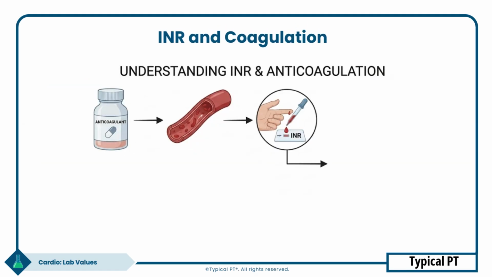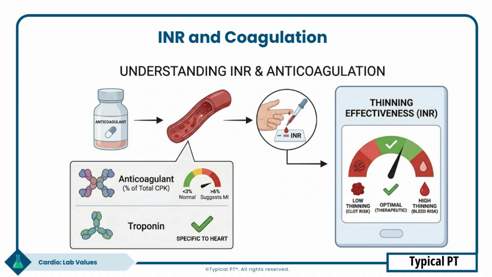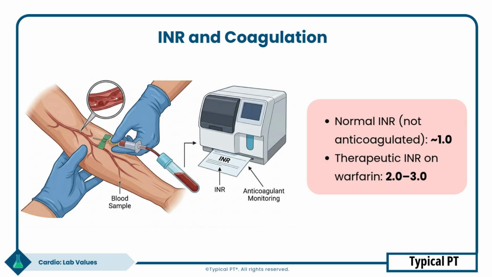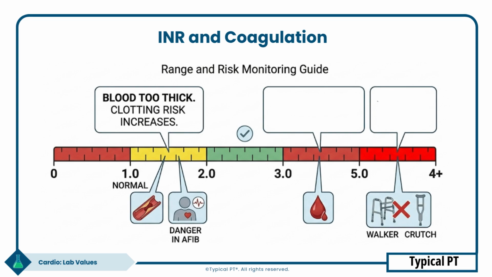Now that we've covered how to identify cardiac damage through biomarkers, let's talk about INR. This measures how effectively the blood is thinned, particularly in patients taking anticoagulants. Normal INR for someone not on anticoagulation is about 1.0. The therapeutic range for most patients on warfarin is 2.0 to 3.0. Below 2.0, the blood is too thick and clotting risk increases. This is especially dangerous in patients with atrial fibrillation.